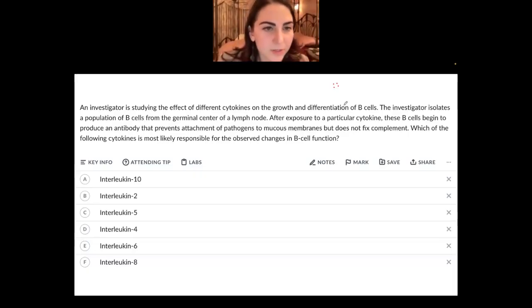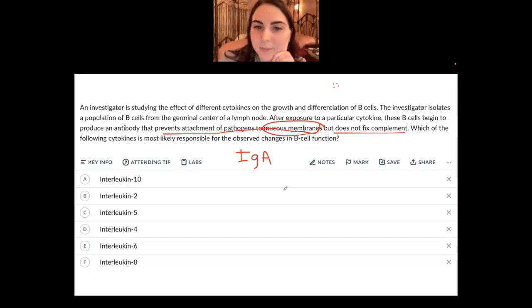The question: produce an antibody that prevents attachment of pathogens to mucous membranes, but does not fix complement. So this is IgA. Remember, IgA exists as a dimer like this. Since the Fc region is kind of hidden with this J chain here, complement can't bind. It can't get fixed, so it doesn't activate complement, and this is the one that protects mucous membranes.